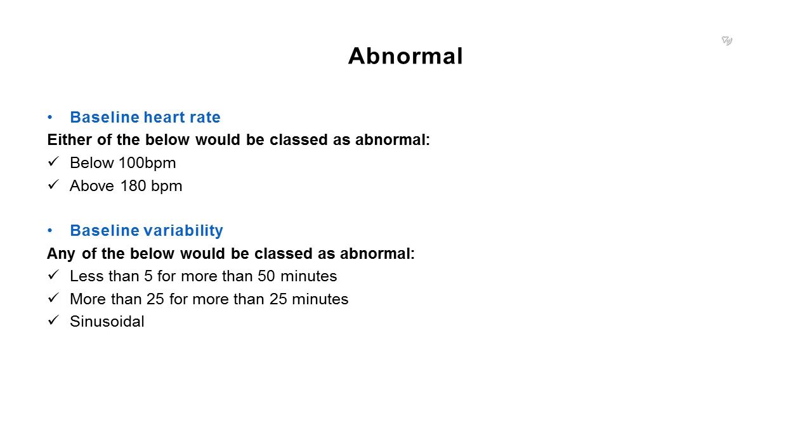Abnormal. Baseline heart rate. Either of the below would be classed as abnormal. Below 100 bpm. Above 180 bpm. Baseline variability. Any of the below would be classed as abnormal. Less than 5 for more than 50 minutes. More than 25 for more than 25 minutes. Sinusoidal.